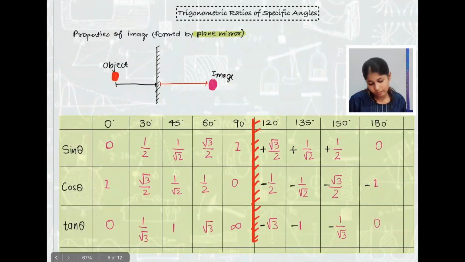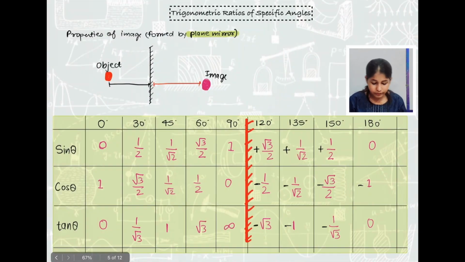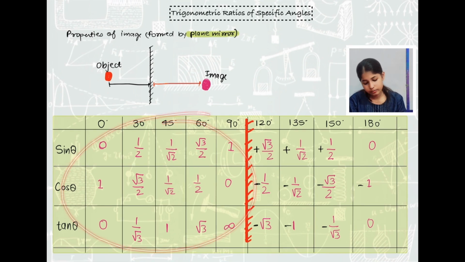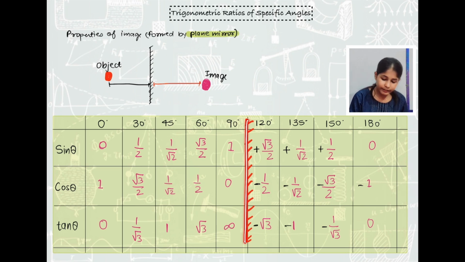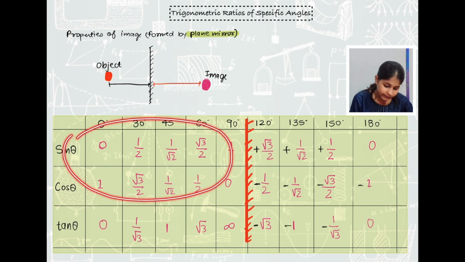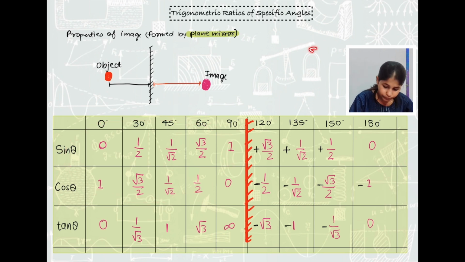I hope you have understood the trigonometric ratios of a specific angle. You need to learn for sine 0 degree, 30 degree, 45 degree, 60 degree, 90 degree. Till 90 degree you have to learn, and only for sin theta and cos theta, because as you all know, tan theta is equal to sin theta upon cos theta. Simply, so 0 upon 1 is equal to 0.